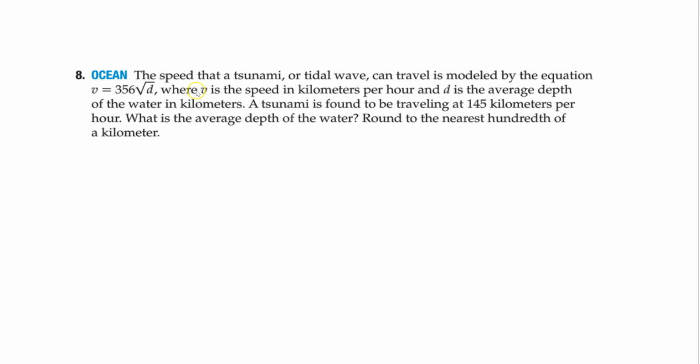Look at the application problem. It's the same thing. The speed that a tsunami, or tidal wave, can travel is modeled by this equation. So that's our equation. Again, you have to know what your variables are. V is the speed, and D is the average depth of the water.